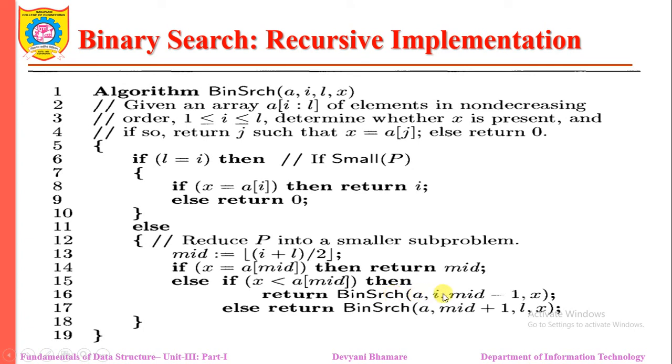Simply by changing the last position. Initially the last position was size minus 1. Now we need to check for that first half. That means i is equal to 0 and the last is equal to mid minus 1.